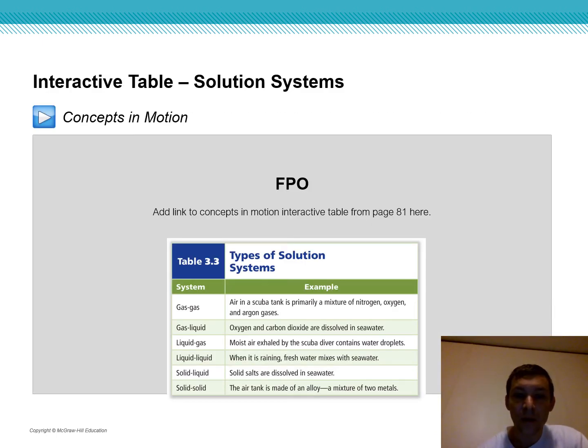And there are some more examples, like for instance, a gas dissolved in gas. Air in the scuba tank is primarily a mixture of nitrogen and oxygen and argon gases. So those are all mixed together in a solution. You have the gas and the liquid, like I mentioned with soda waters, liquid and gas, and then liquid and liquid. Solid, liquid, and solid, solid. So there's all kinds of different solutions.